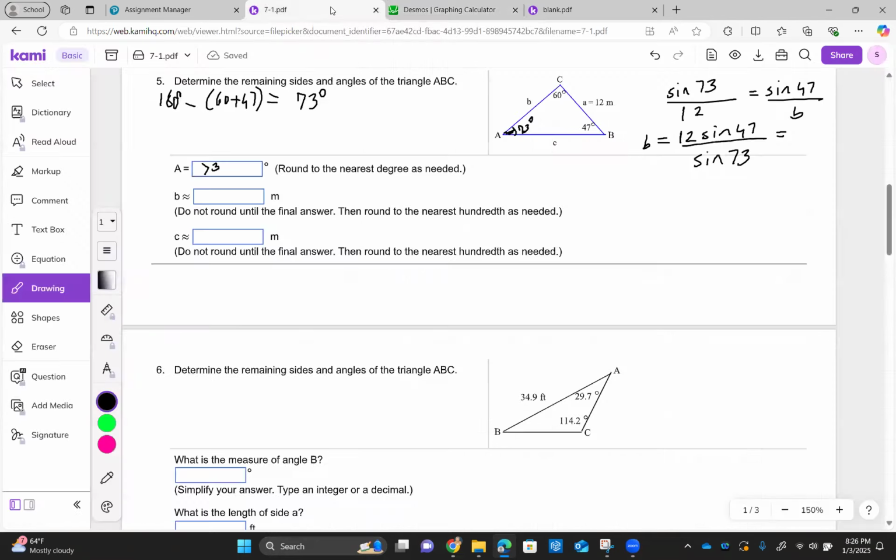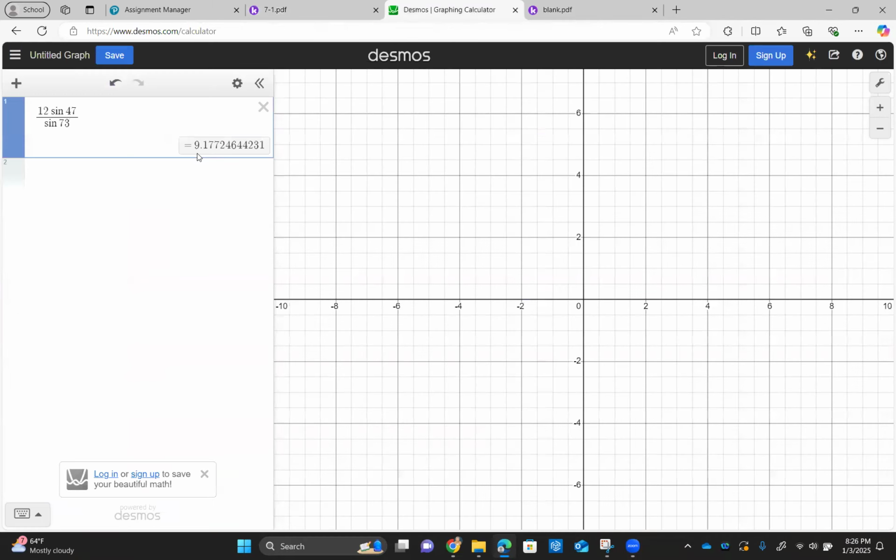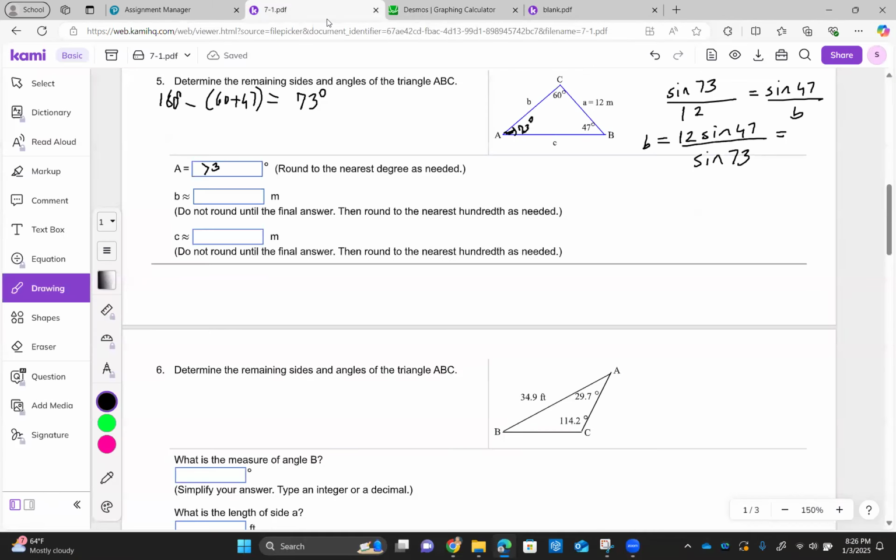So I have to just check how many digits they want: round to the nearest hundredth as needed. So we're going to go here, and 9.18 is what they need for side B.